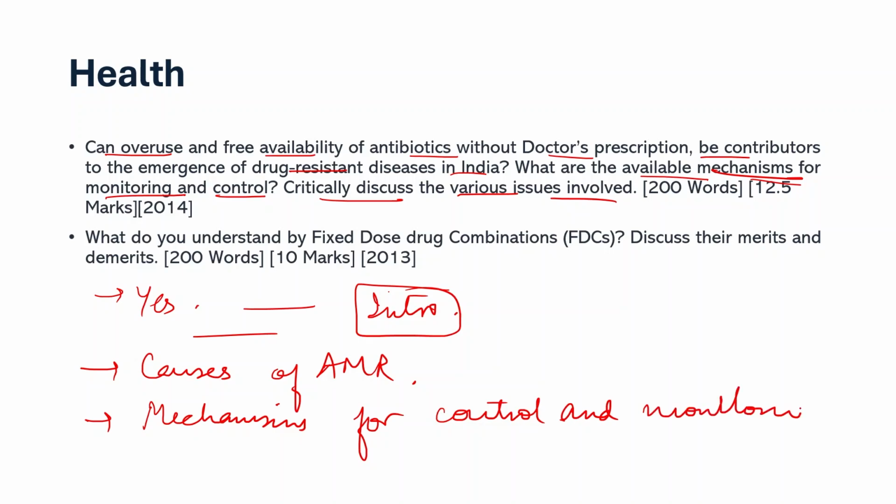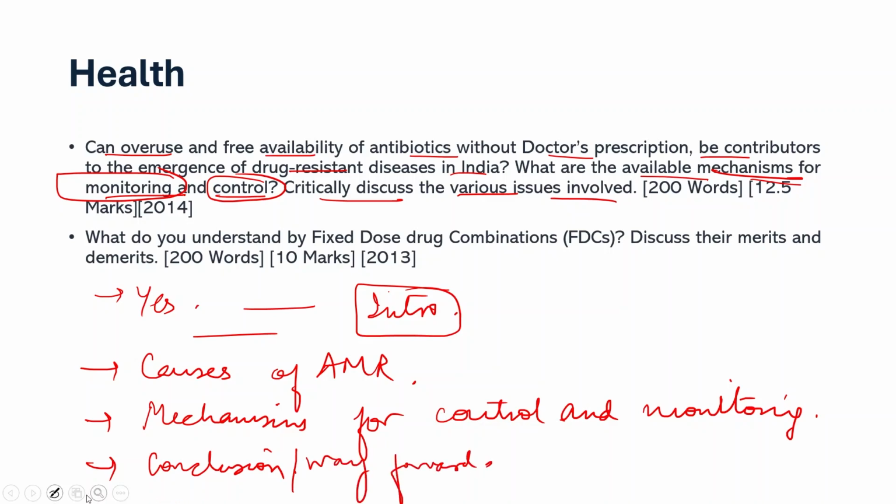They are asking you about, always notice that they are asking you about both monitoring and control. So you will get points for writing both control and monitoring. Okay. Then you can simply write about way forward in your conclusion. What should be the way forward? You can write that in the conclusion.